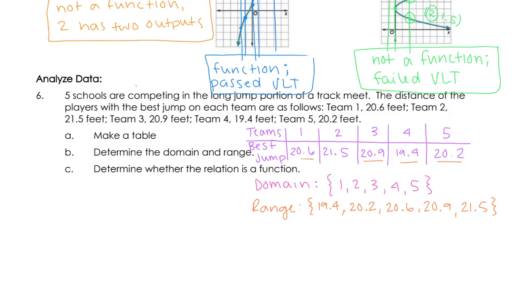Now, the next thing is determine whether the relation is a function. Remember, for it to be a function, there can only be one output for each input, or the x values cannot repeat. So looking at our domain, we have 1, 2, 3, 4, 5. None of those numbers repeat. This would be a function. So then I'm just going to write function. And that is it for number 6.